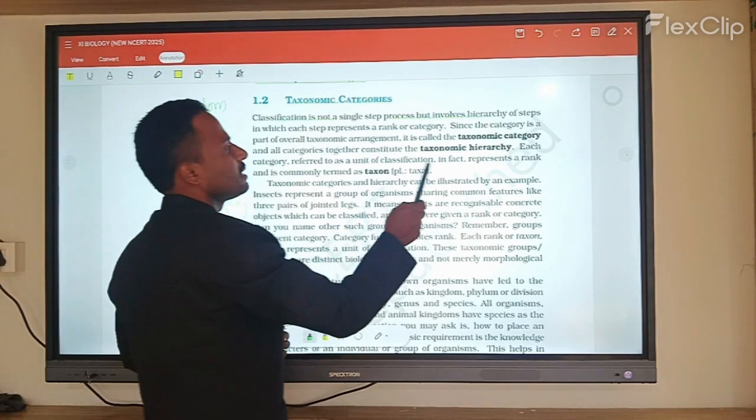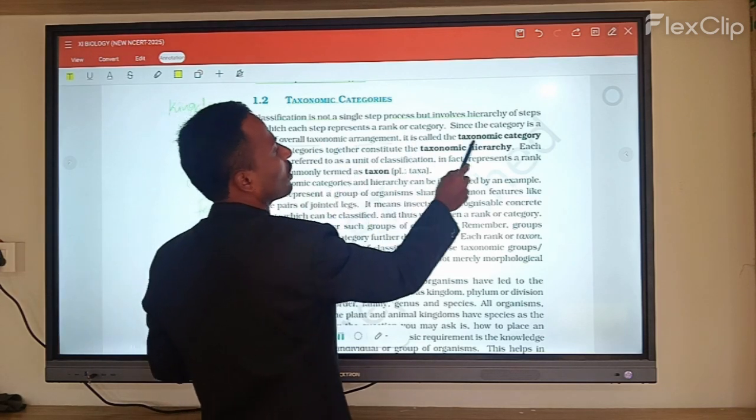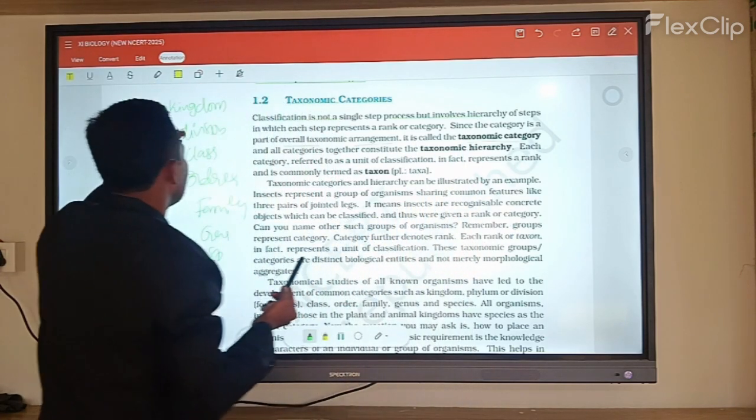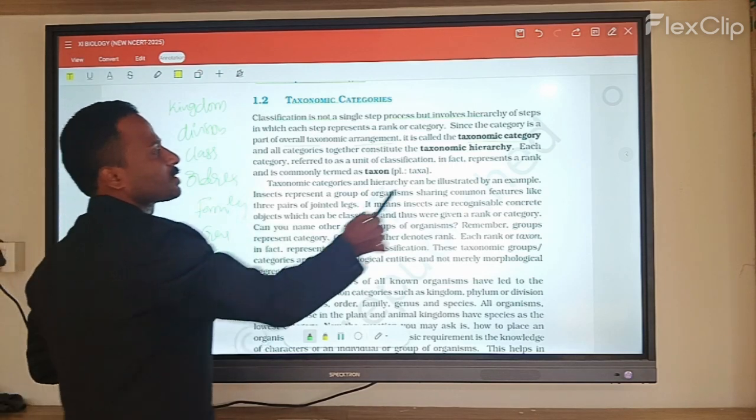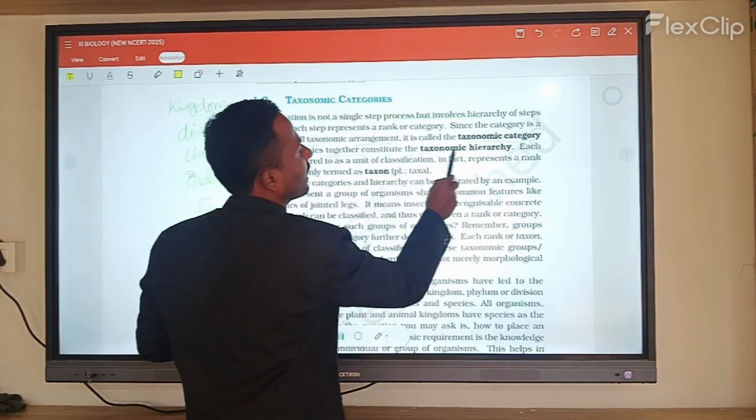Since each category is a part of the overall taxonomic arrangement, it is called a taxonomic category. So how are they arranged? This is called a taxonomic category, and all the categories together constitute the taxonomic hierarchy.